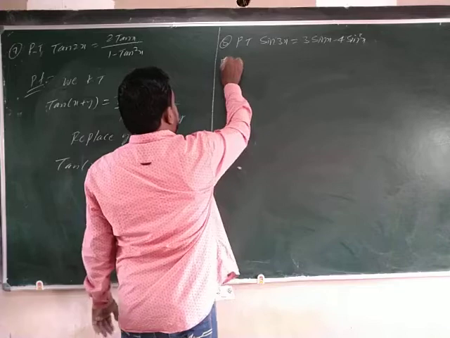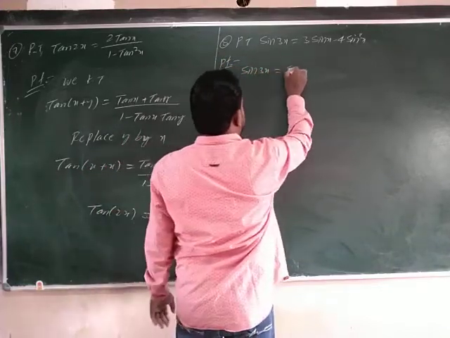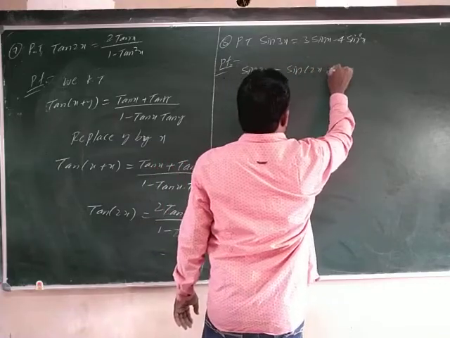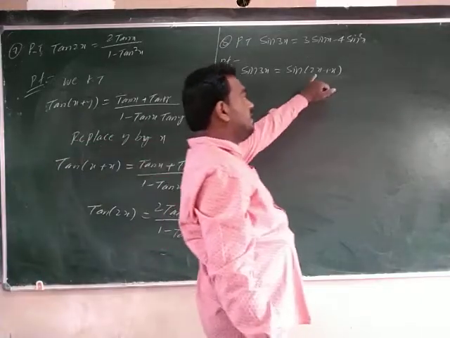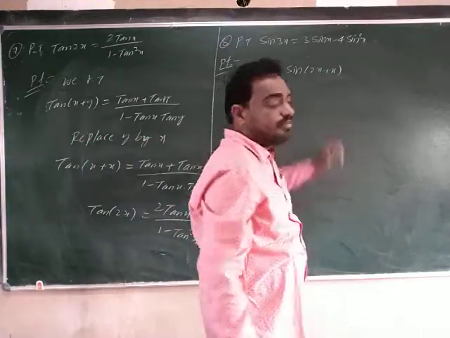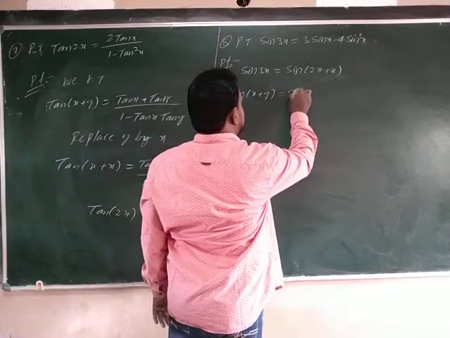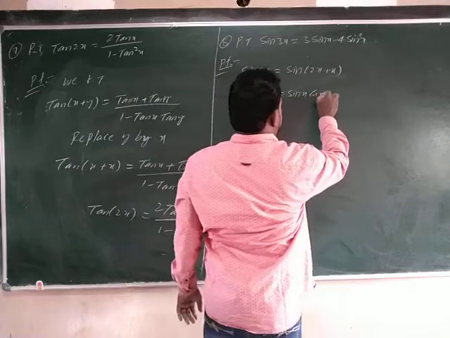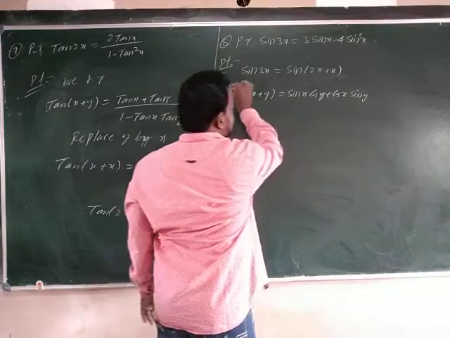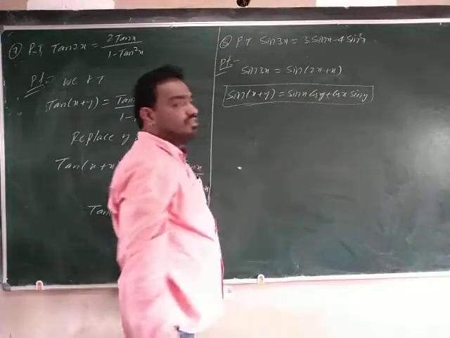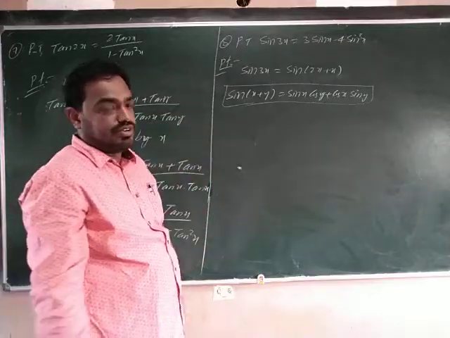Proof. sin 3x is equal to sin of 2x plus x. Now this one we expand using the sin of x plus y formula. Sin of x plus y is equal to sin x cos y plus cos x sin y. In place of x we put 2x, in place of y we put x. X is equal to 2x, y is equal to x, we substitute now.